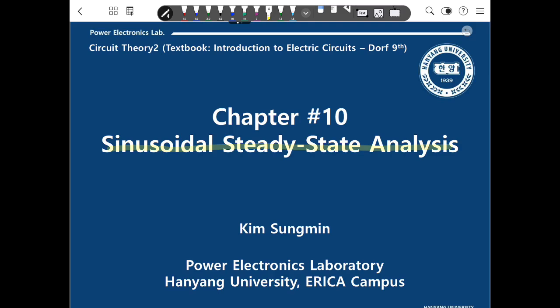an electric circuit with one fixed frequency is discussed. We call a circuit with one fixed frequency source a sinusoidal circuit. Sinusoidal means the sine waveform or cosine waveform of the current and voltage. Especially, we will discuss the steady state, not the transient. Later, we will discuss the transient state with the sinusoidal source.